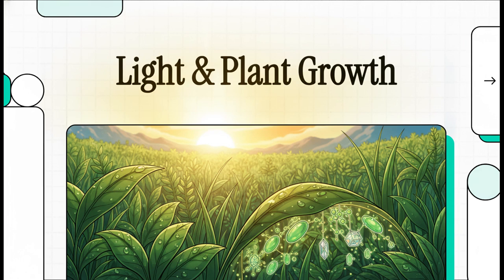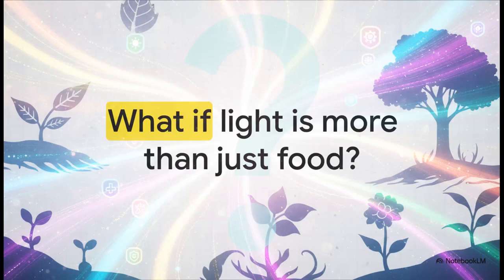Picture a breathtaking sunrise over a lush, green field. The morning dew is glistening on the leaves, and that golden sunlight is just about to trigger arguably the most vital processes on Earth. Today, we're going to explore the absolutely incredible, complex effect of light on plant growth, and we'll be diving deep into the hidden microscopic world that makes all of this possible. So let's dive right into this.